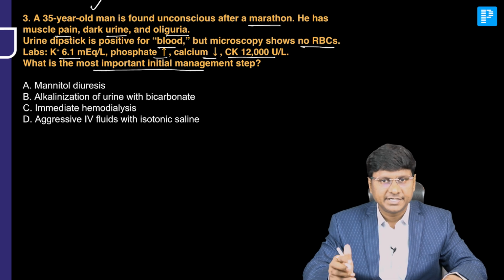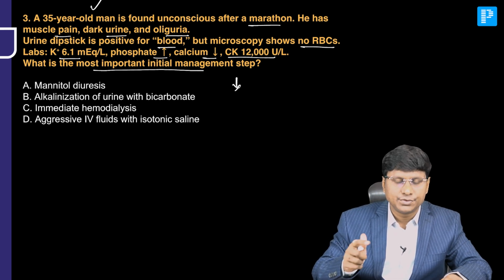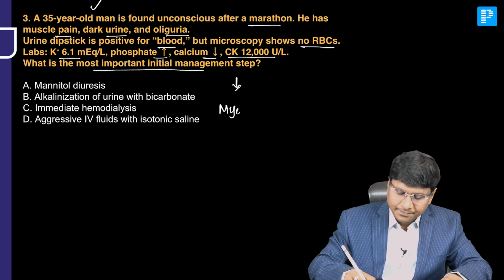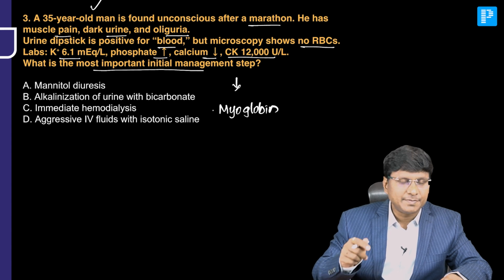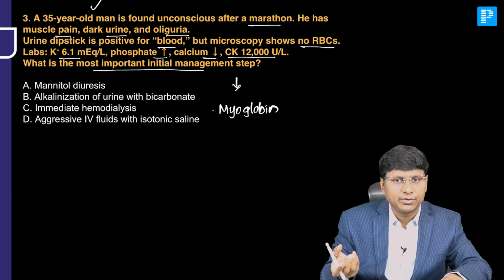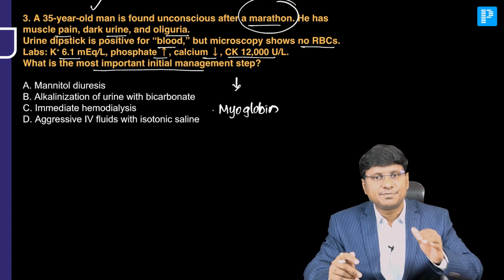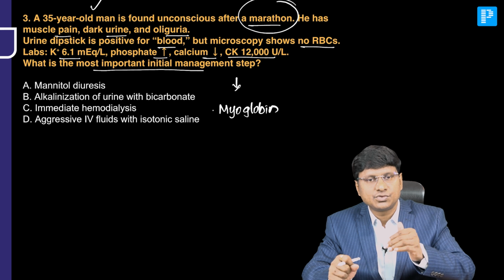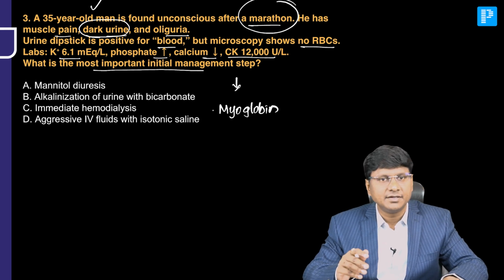See, what has this patient developed? This particular patient has developed myoglobin-induced tubular injury, right? Now what is the cause for this myoglobin being released? That is because of the marathon. And this myoglobin-induced tubular injury is associated with myoglobinuria, and that is the reason why this patient is having dark urine.